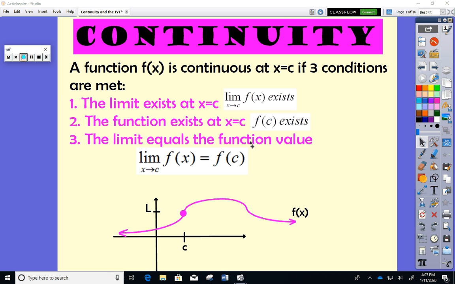Conditions 1 and 2 could technically be inverted. So you could first determine whether the limit exists at x equals c, and then second, you could determine whether the function exists at x equals c. It would also be okay to reverse the order of those two and find out whether the function exists first and then whether the limit exists second. Now, the third for sure condition you must meet is to say that the two things you've already looked at, the limit value and the function value, are equal or they are not equal.